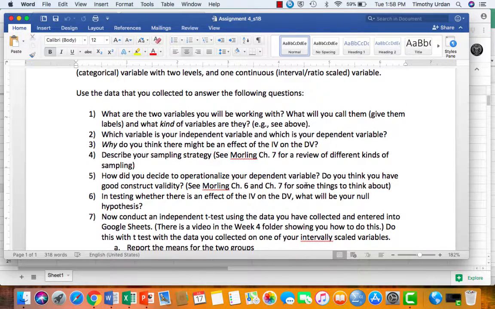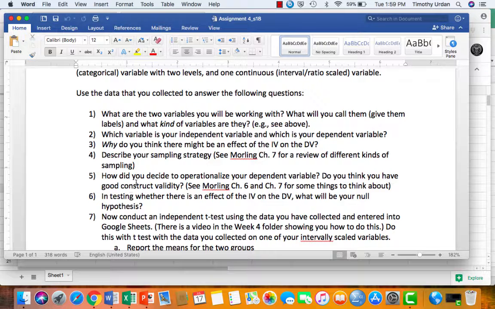Describe your sampling strategy. This is talking about convenience, representative, random. Some of you said you just randomly selected people. That's not what random means. Random means that you ensure that every member of the population has an equal chance of being selected, and nobody did that. My sampling strategy was that I didn't actually select a sample. I just made the data up. But your sampling strategy was generally convenience. You asked people that you knew, people that were handy, that were nearby.